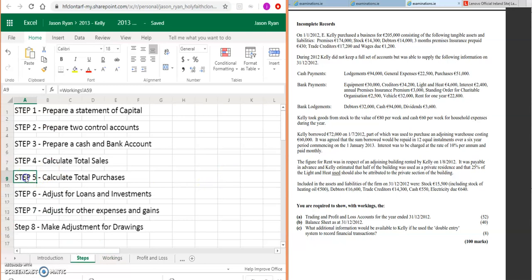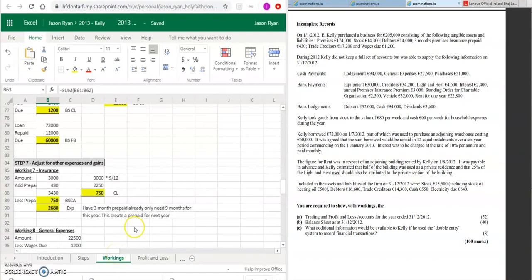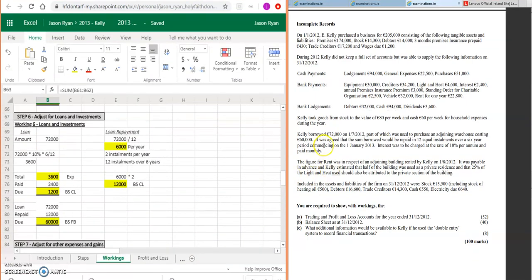Your next step then, number 5 or number 6, adjust the loans and investments. So we have a loan in this question. The loan we got was Kelly borrowed 72,000 on the 1st of 7, 2012, part of which was used to purchase an adjoining warehouse costing 60,000. It was agreed that the sum borrowed would be repaid in 12 equal installments over 6 years, period commencing on the 1st of January 2013. Interest was to be charged at a rate of 10% per annum and paid monthly.